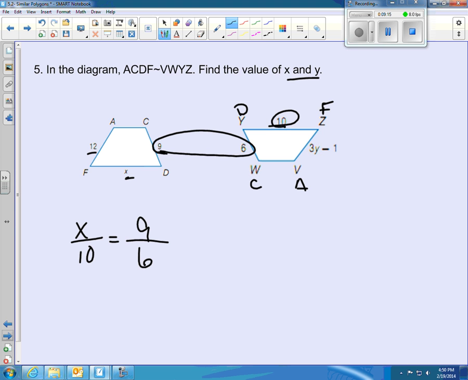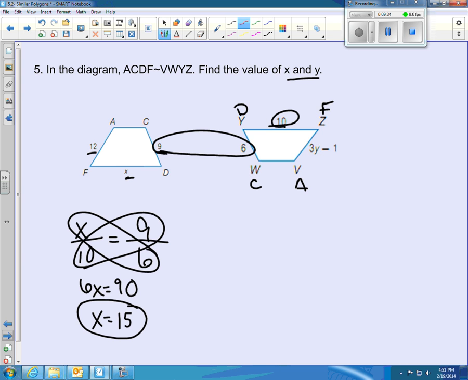Here we go. Now we have a simple proportion we can solve by cross multiplying. 6 times x, 9 times 10, 6x equals 90. Go ahead and divide by 6. We get x equals 15.